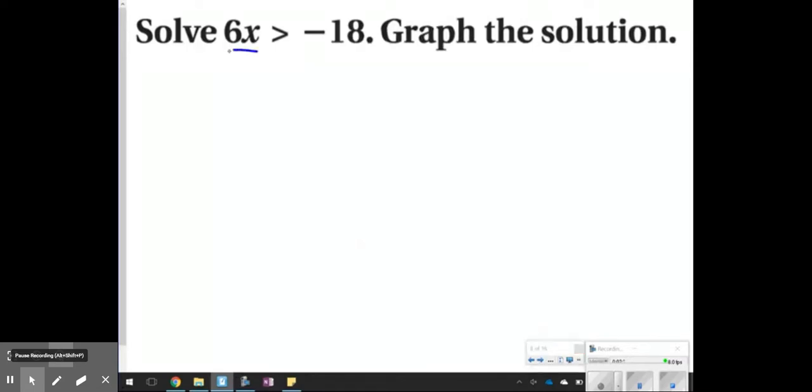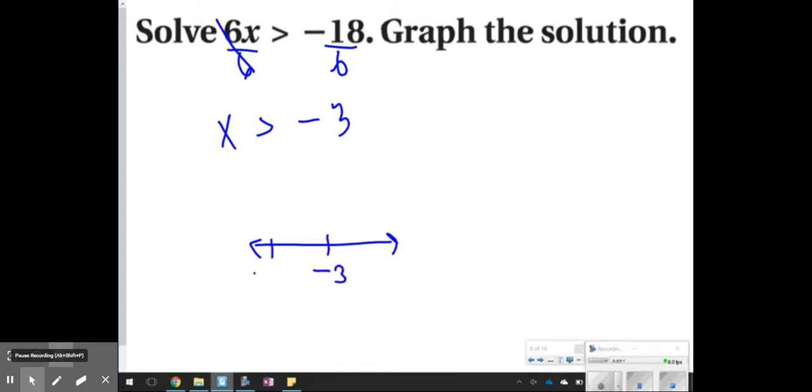I'm going to divide for this one and graph it. So x will be greater than -3. On my graph, I've got -3 right here in the middle, -4 to the left, -2 to the right. This one will have an open circle because -3 is not a part of the solution.